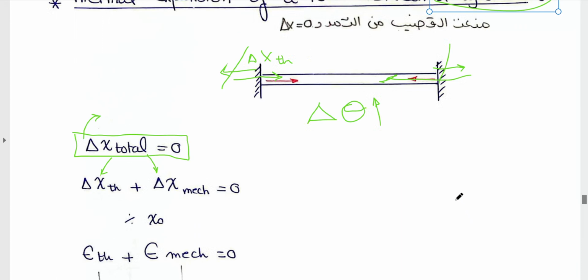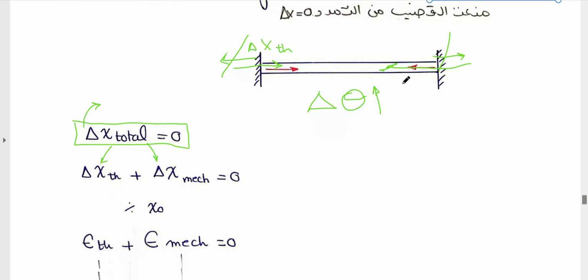As we explained, preventing the rod from increasing in length is a compressive force exerted by the walls on the rod. This is very important in designing any rods between two rigid walls. You have to take care how it will react after increasing the temperature.